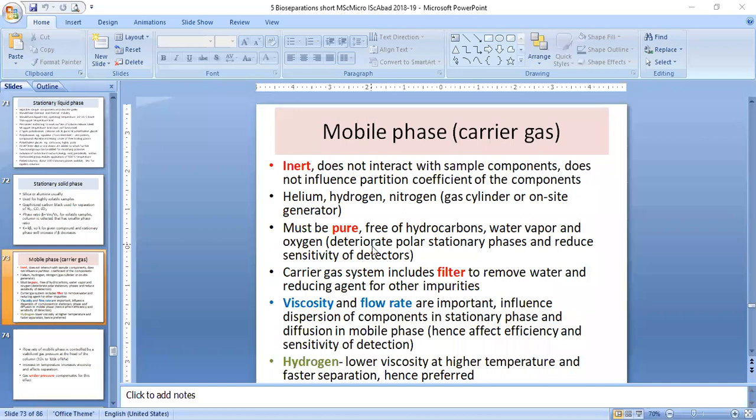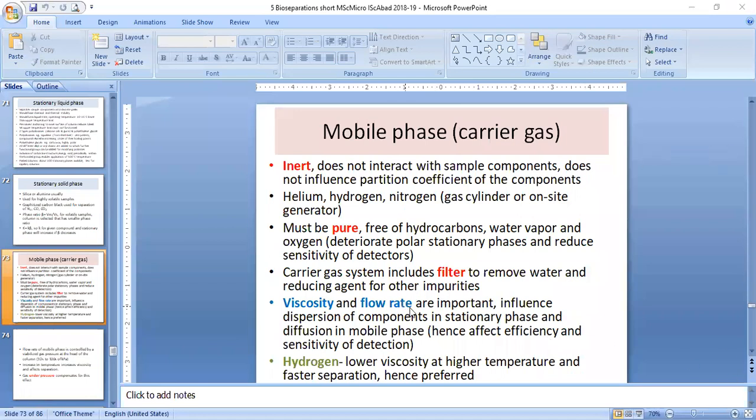But essentially what is more important is that all these gases which are used as a mobile phase must be very, very pure. They should be free from water vapor. They should be free from oxygen, because oxygen is going to deteriorate your samples, because oxygen will itself react with the sample components. It will cause oxidation of the sample, and therefore these contaminants should be preferably removed from the mobile phase, and the mobile phase should be very pure. So it is actually analytical grade kind of gases that we use for gas chromatographic application.